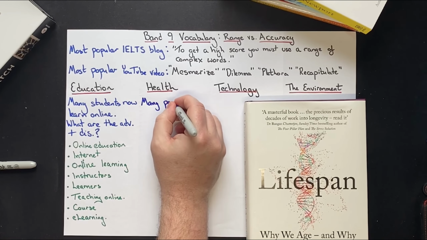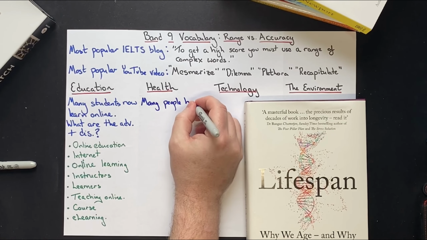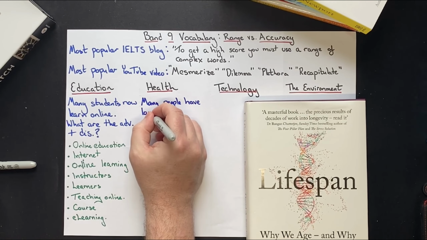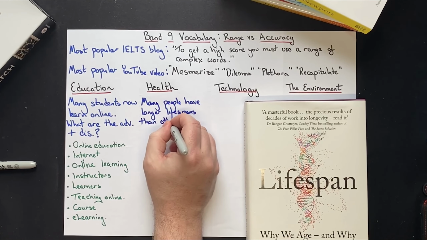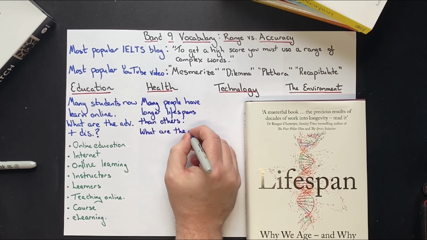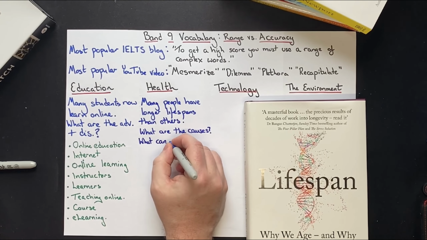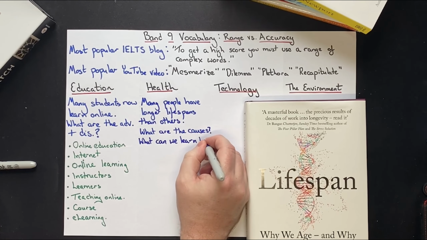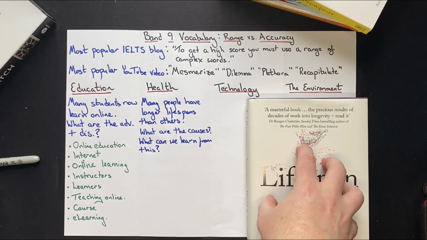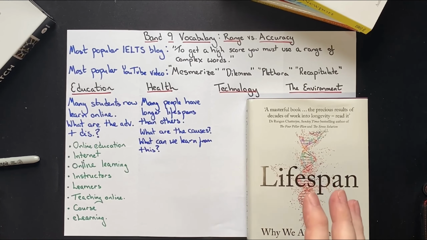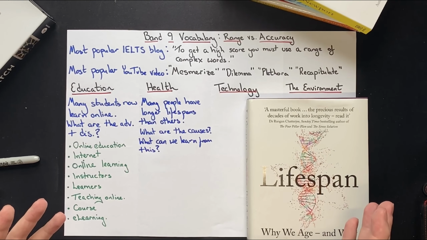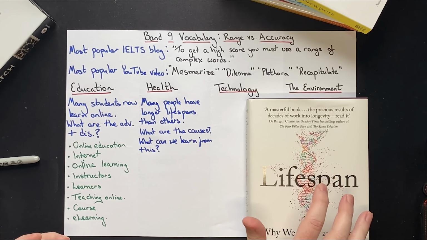So let's create a Task 2 question. So many people have longer lifespans than others. What are the causes? What can we learn from this? Okay, so this book is by Dr. David Sinclair. He's a PhD. He's one of the leading professors at Harvard Medical School.